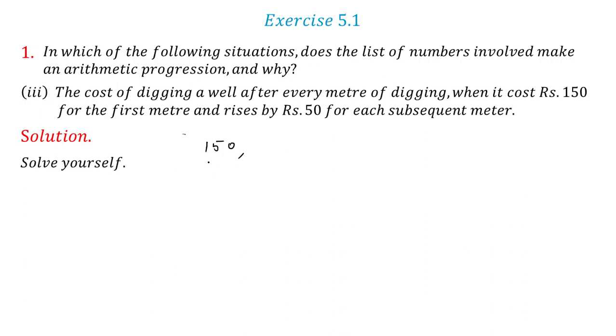So the first value will be 150. Then for each extra meter you are paying 50 more. So for 2 meters it will be 200, then it will be 250, then it will be 300 and so on. So easily you can identify that this sequence is an AP.